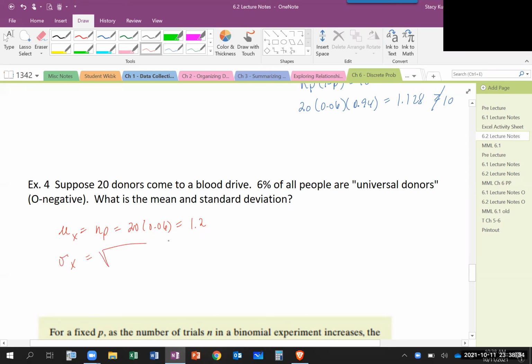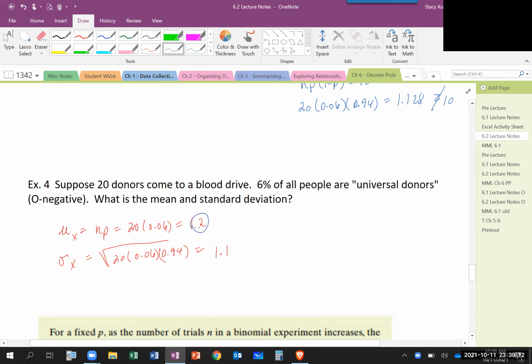Okay, and how do I find the standard deviation? We'll practice that really fast before moving on. That would be 20 times 0.06 times 0.94, and then take the square root of it. You end up with something like 1.1, 1.062.